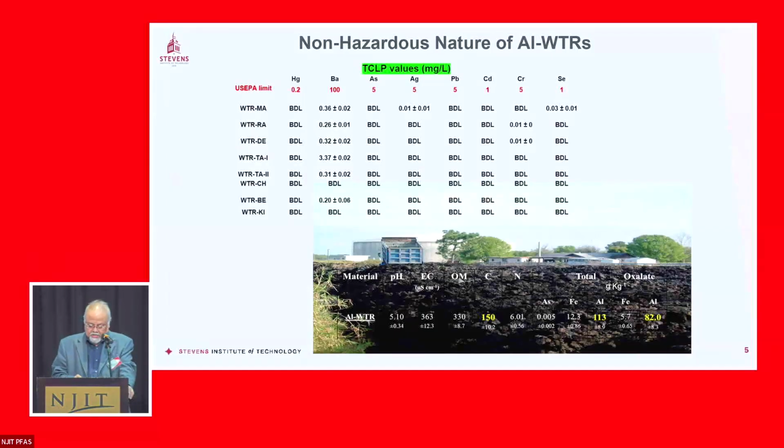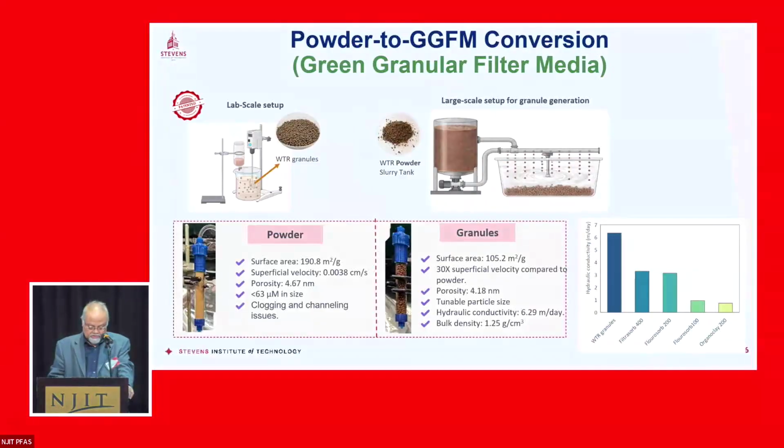So now back to our green technologies. The most effective filter media would be the WTR powder, similar to PAC, powdered activated carbon, basically drying the solid waste and milling it to micron-sized particles. The powder has excellent PFAS absorption capacity due to its high surface area and reactive sites. However, it's not suitable for field implementation. The fine particles lead to clogging and channeling under flow conditions.